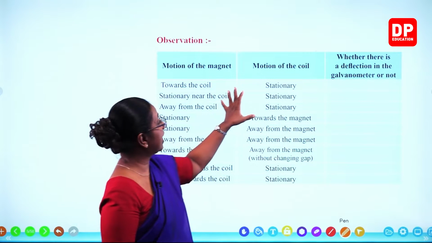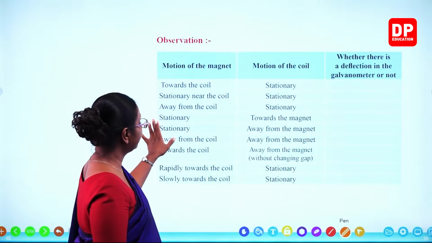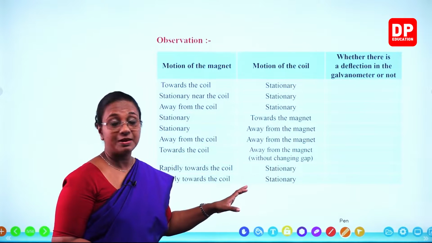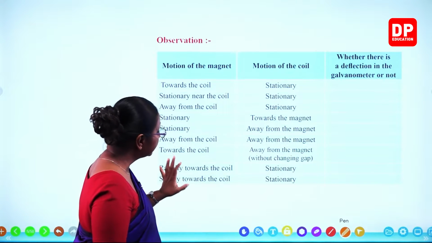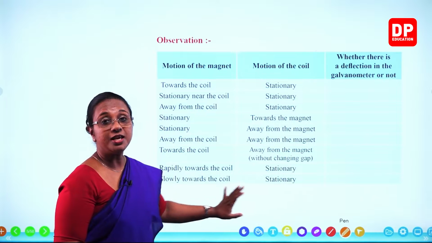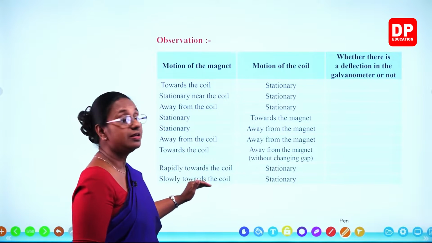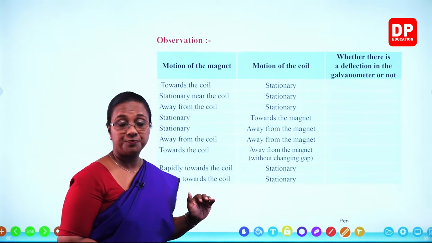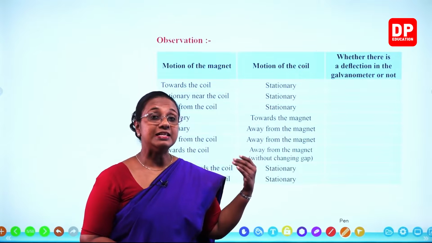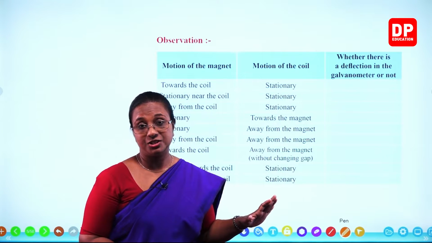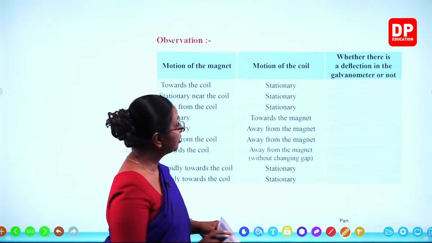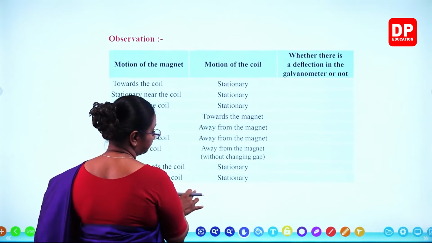So initially we had the coil stationary, move the magnet. Then we had the magnet stationary, move the coil. Then we moved both the coil and the magnet simultaneously. And thereafter, similar to the first step, we had the coil stationary and moved the magnet, but with different speeds, rapidly and slowly. And there, in some of the instances, you were able to see the galvanometer deflect, and in some instances, there was no deflection. So you can remember when I did the activity, I filled up this table. So I'm going to fill in the same observations.